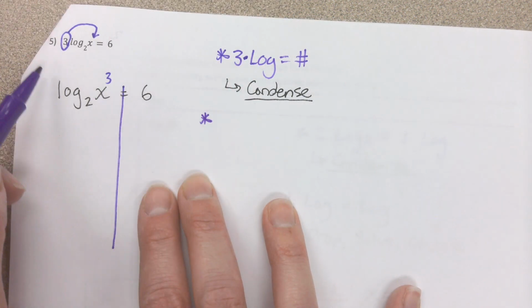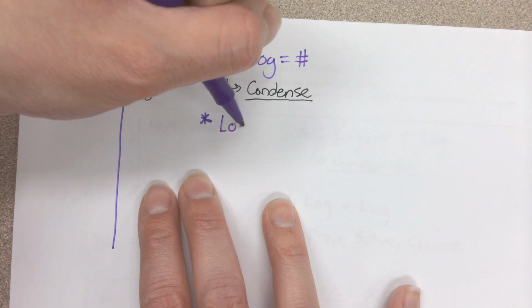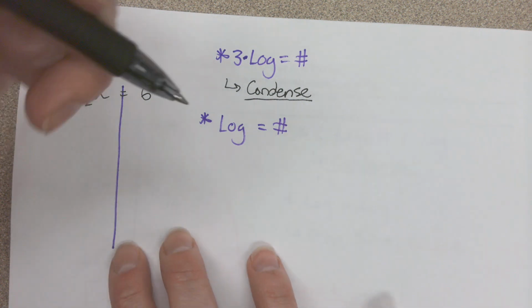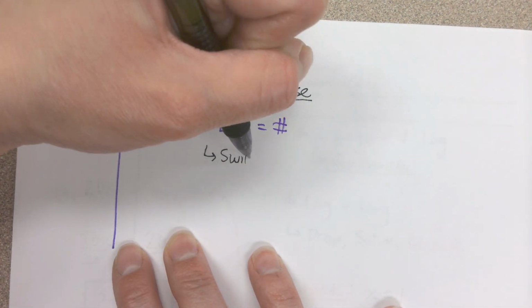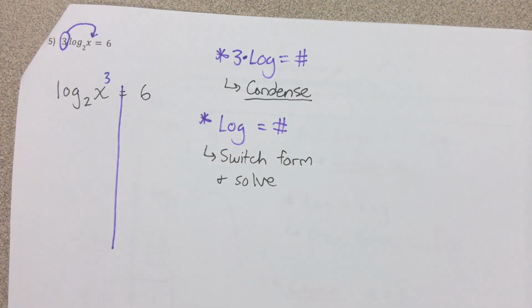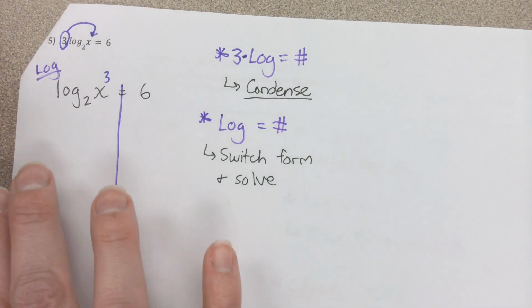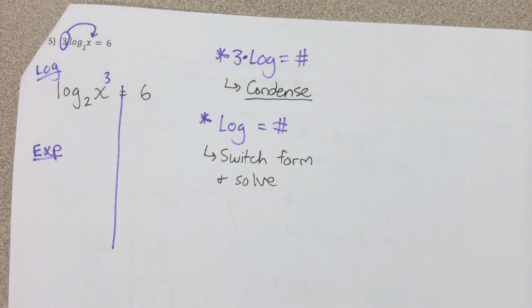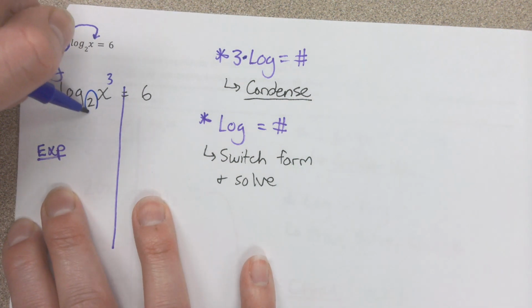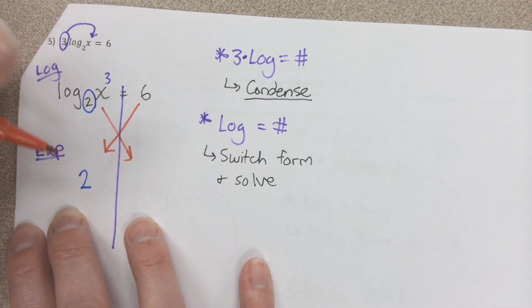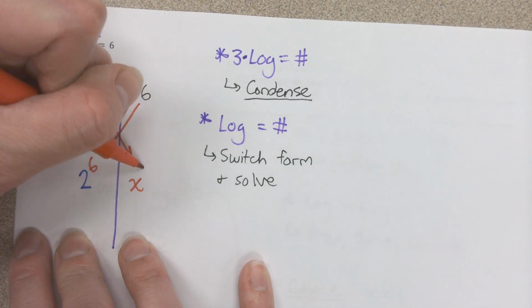And now I have the situation log equals number. And when you have log equals number, you switch form and solve. We are currently in log form, and I need to switch it to exponential form. Base stays base. My base here is 2. The other 2 switcheroo. 2 to the 6th, and then x cubed goes on the right.